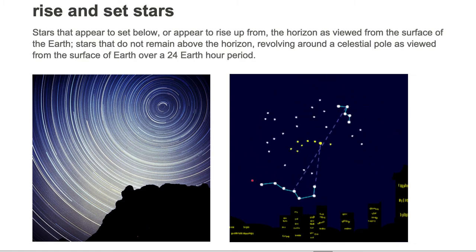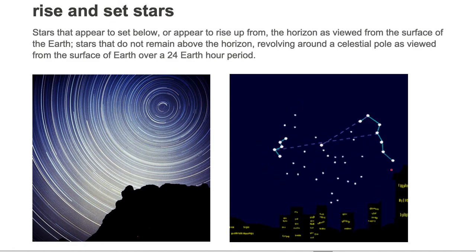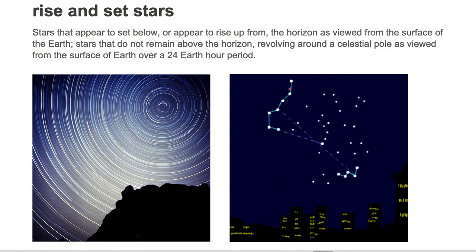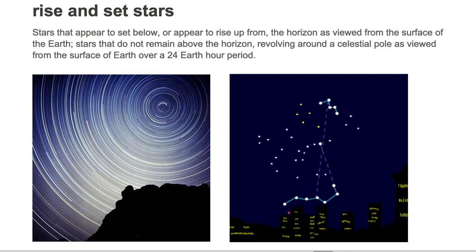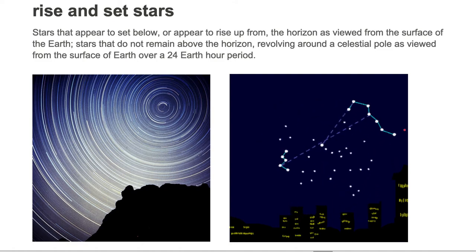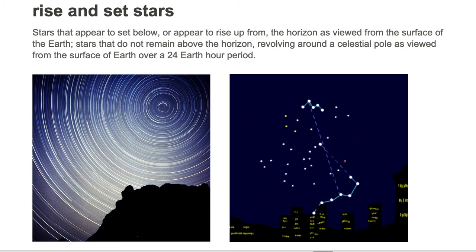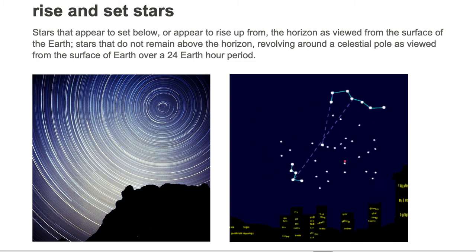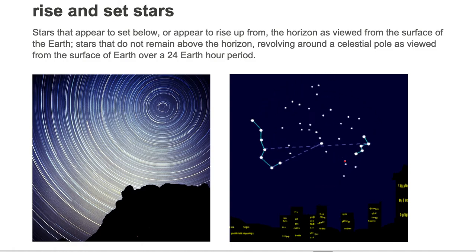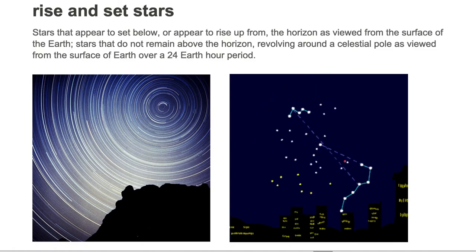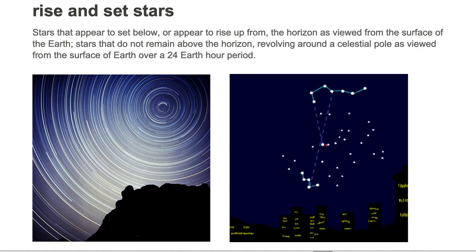For example, take a look at the handle of the Big Dipper. You'll notice that this handle appears to go into the ground and come up from the ground. That would be a rise and set star. All the other stars in the animation are circumpolar stars as they remain up 24 hours a day, making these revolutions in the sky around a celestial pole.